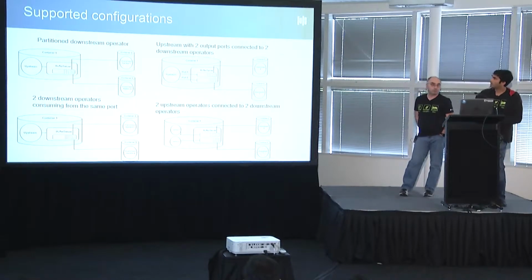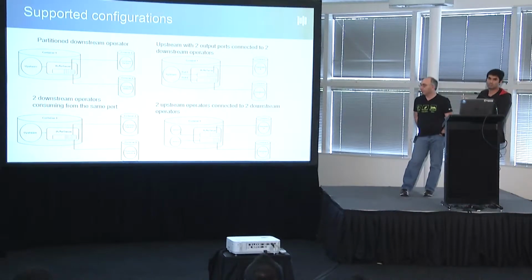And here the other one, the upstream with two output ports and two downstream operators. The buffer server contains a buffer. For each port we allocate a buffer. This operator has two ports, so we are allocating two buffers. And for each buffer, the subscribers are two different downstream operators. They are not partitioned, they are separate operators, right?